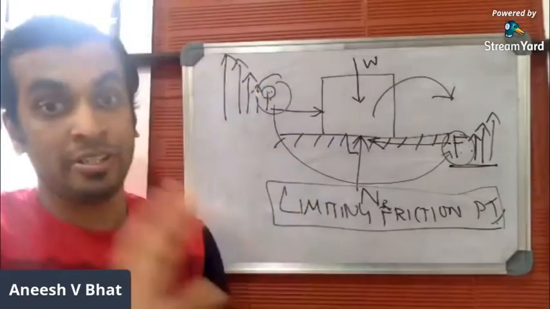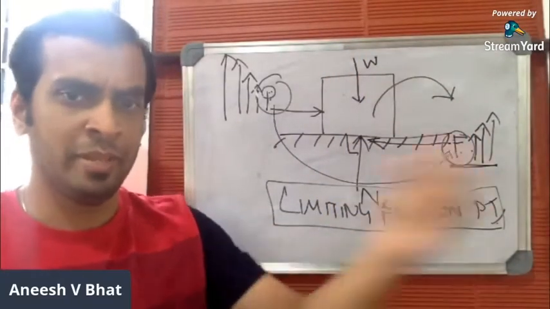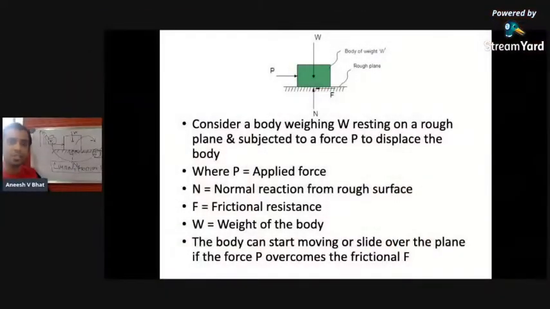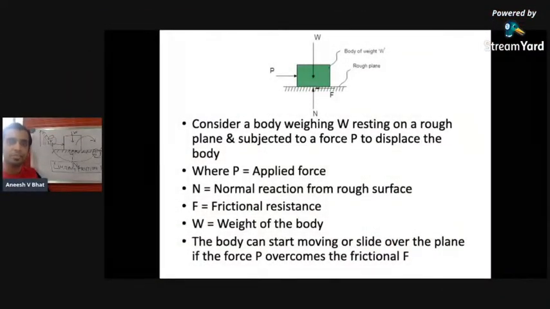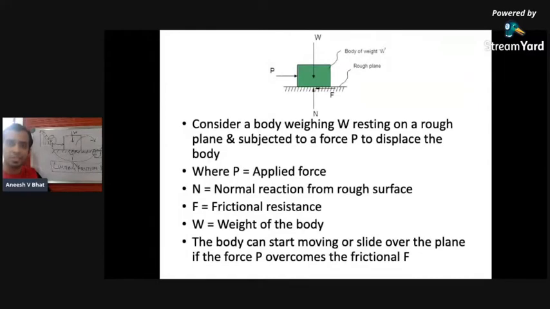Till limiting friction point, as you increase the magnitude of external force, even the magnitude of the frictional resistance offered by the surface will increase. Let us try to understand this concept in detail. Hope you are clear with the concept, but still, let me explain the concept in detail.